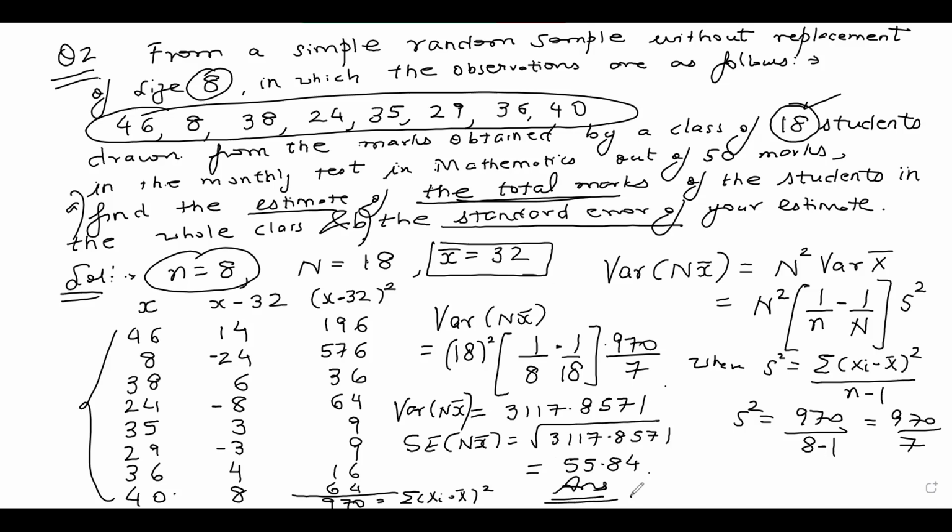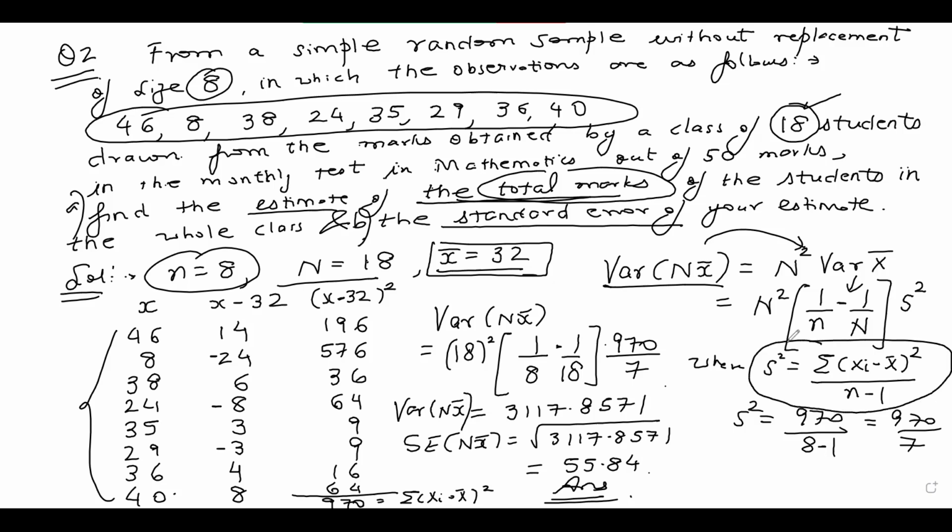So first we figured out the total estimate. The total estimate was capital N multiplied by x bar. That gave us the total marks. And then the standard error is just the square root of variance of nx bar. First I calculated variance of nx bar. Variance of nx bar is n square times variance of x bar. Variance of x bar is 1 over small n minus 1 over capital N times s square, where s square is the sample variance.